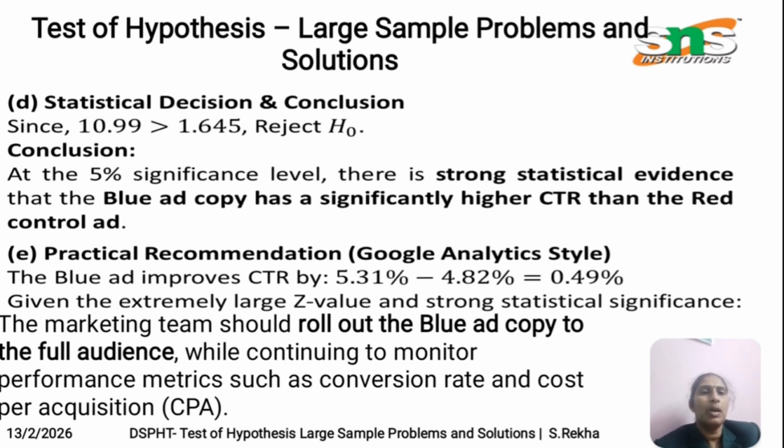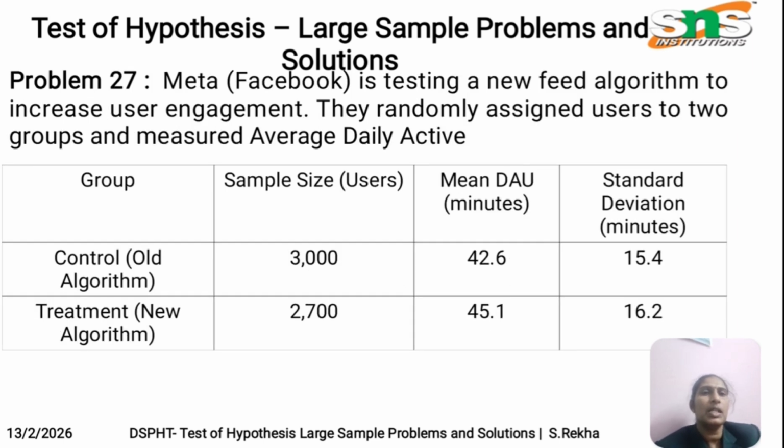So what is meant by the alternate hypothesis? The 5% significance means there is strong evidence that the blue copy has a significantly higher CTR than the red control, and we can say the marketing team should roll out the blue copy to the full audience while continuing to monitor performance such as conversion rate and cost per acquisition. Next we will see another problem.